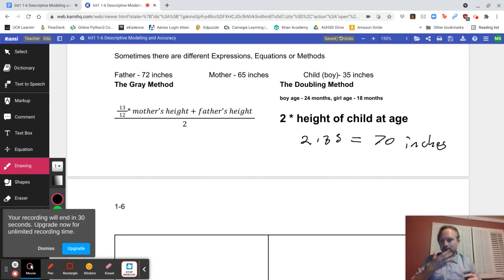Now, the gray method says 13 over 2. Let me start it up for you. All right, so the gray method would be 13 over 12 times 65 plus 72, all over 2.